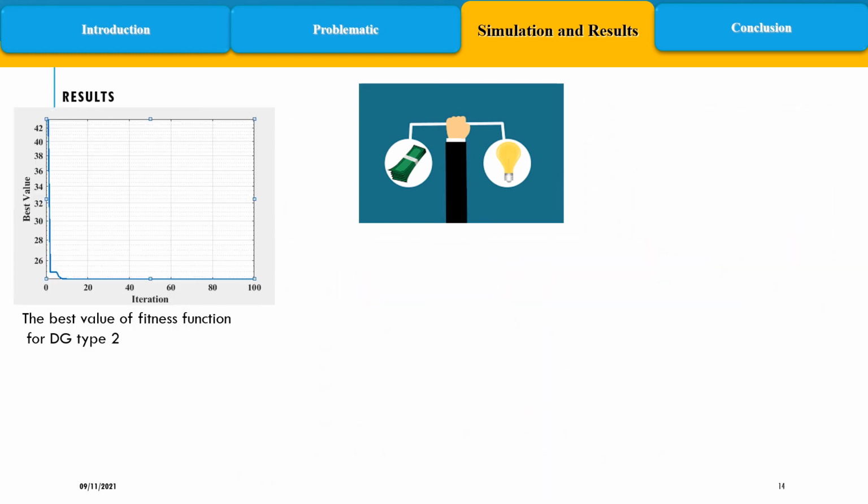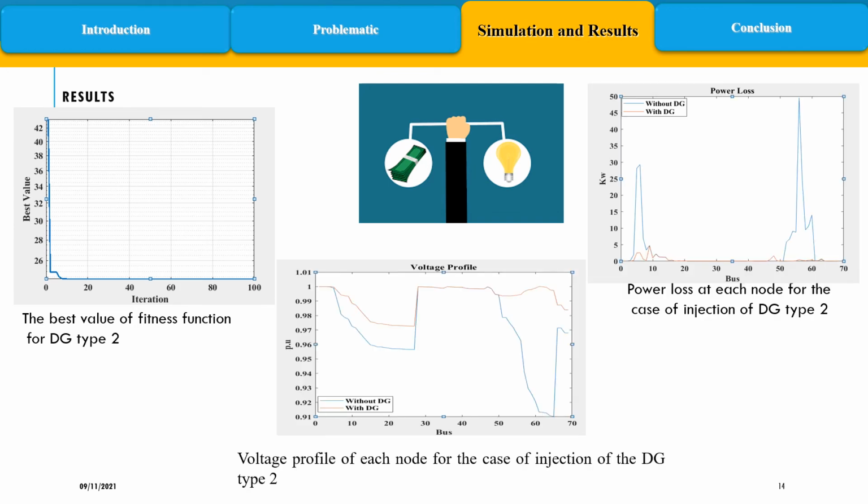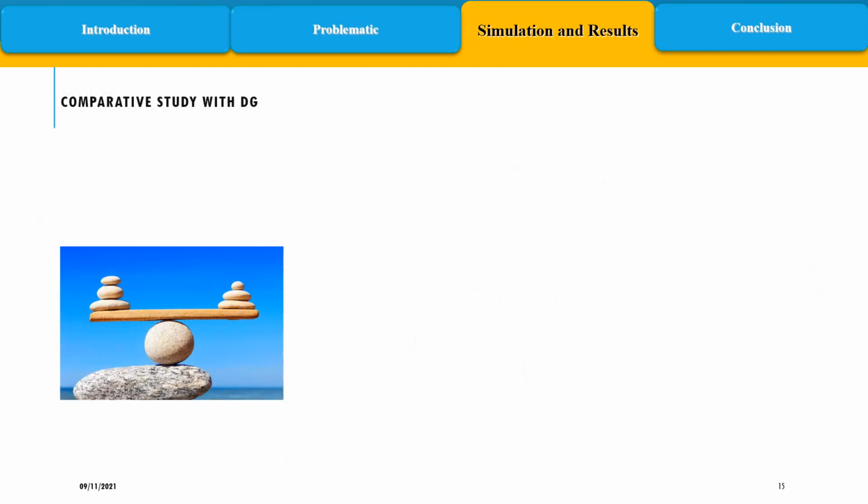For the second case, the distributed generation which injects both active and reactive power, we find the same: the power loss at each node is more improved by using our method than the base case. And also the voltage profile by using our method is more improved than the voltage for the standard case. And the solution is found after 10 iterations.